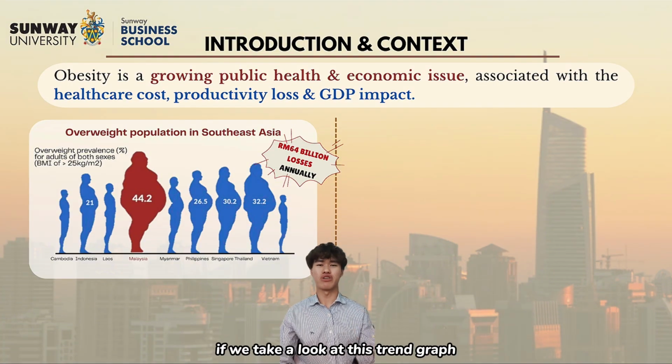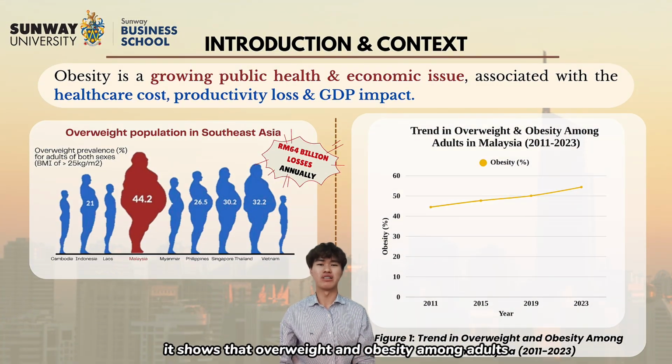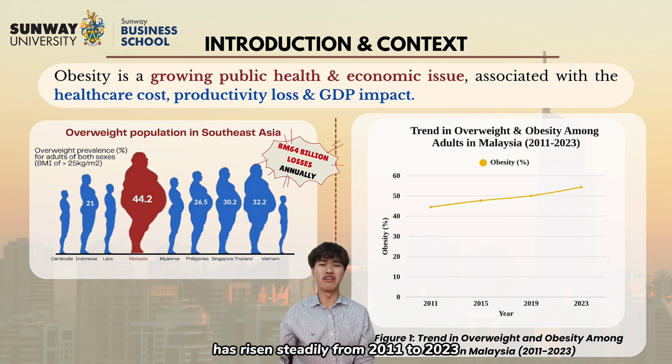If we take a look at this trend graph, it shows that overweight and obesity among adults has risen steadily from 2011 to 2023, signaling that the problem still exists and is worsening.